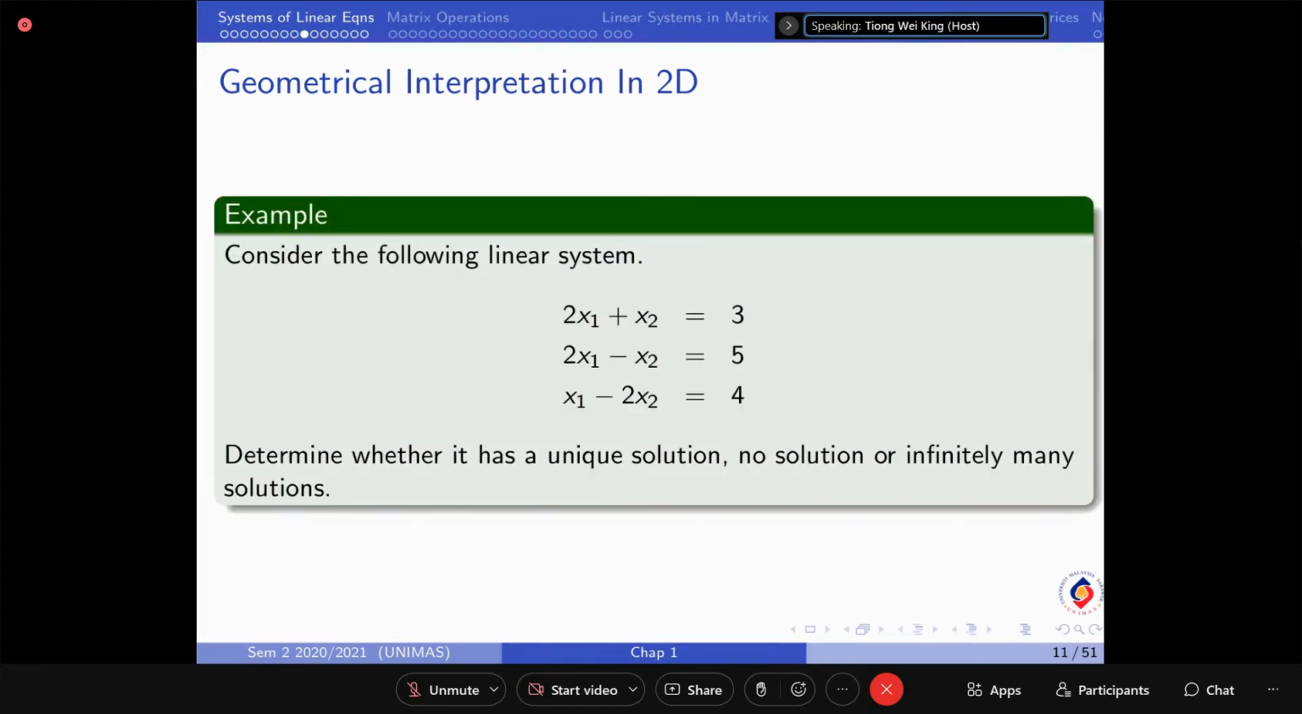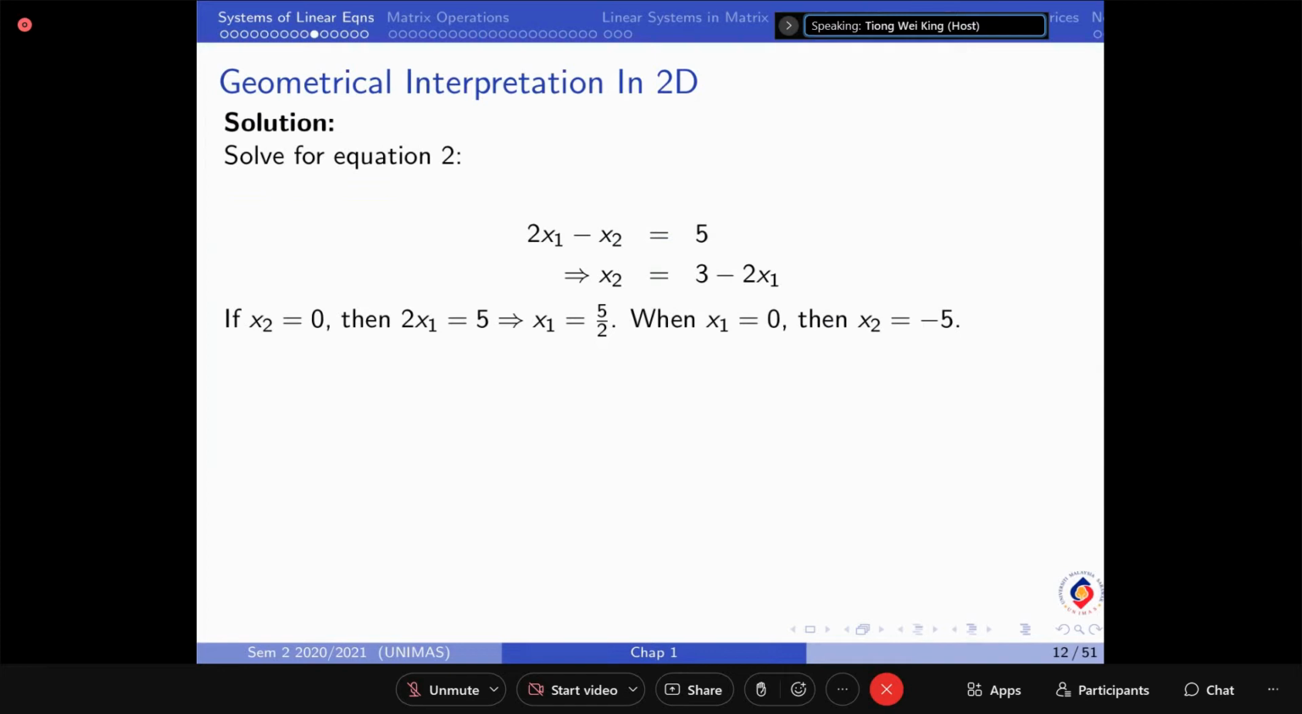So the next example, if we compare this system with the previous system, the difference here is the second equation. Okay, this is the second equation. To plot the graph for the second equation, we rewrite it: x2 equals 3 minus 2x1. Again, this is the slope, this is the y-intercept, and then you find 2 points for plotting the graph.